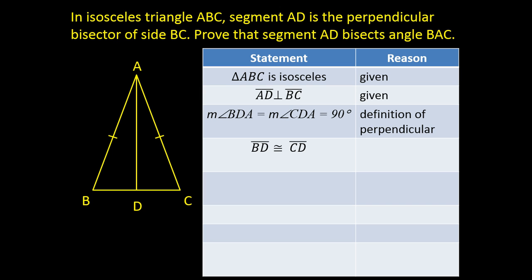Segment BD has to be congruent to segment CD. We were told that we have a perpendicular bisector, and by definition, because segment AD is the bisector of segment BC, segment BD and segment CD must be congruent.